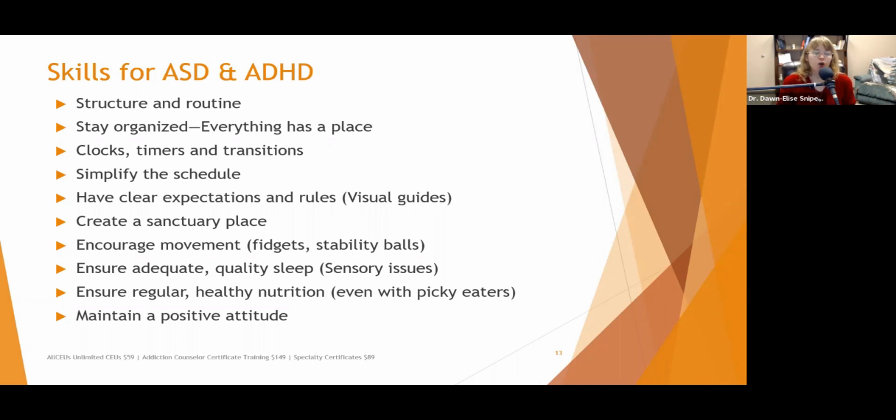Ensure adequate quality sleep. This helps a lot with sensory issues as well as focus and emotional dysregulation. Ensure regular healthy nutrition, even with picky eaters, so their body is getting the building blocks it needs to make the neurotransmitters that it needs to help them be as healthy and happy as they can be. And maintain a positive attitude. Some days are really going to be awesome and some days are really going to suck, and there are going to be a myriad of days in between. And it's important to remember to focus on the positive.